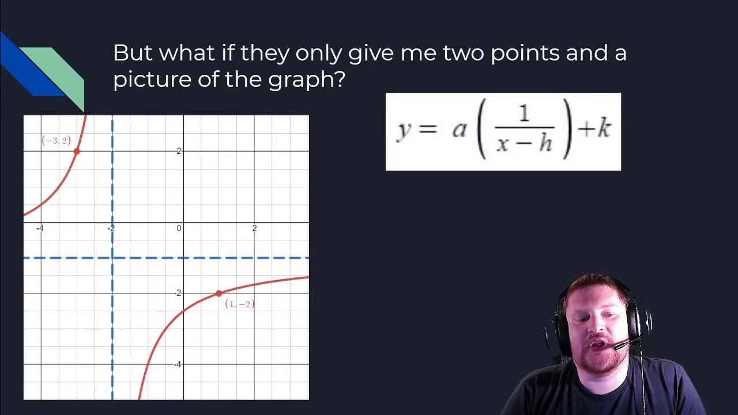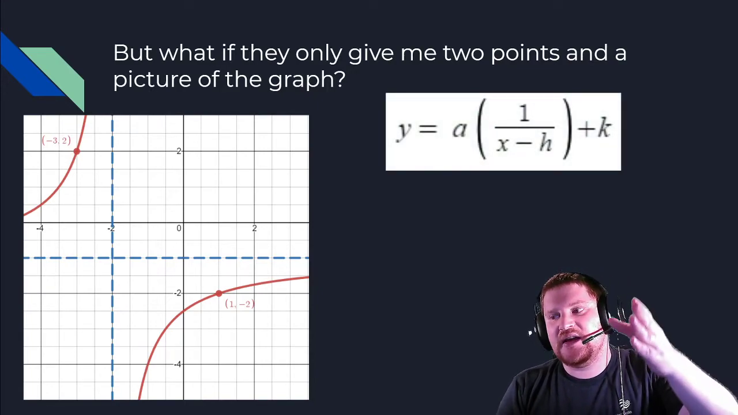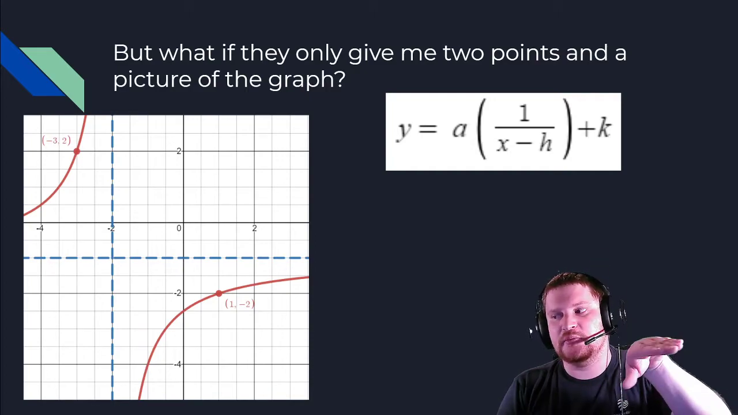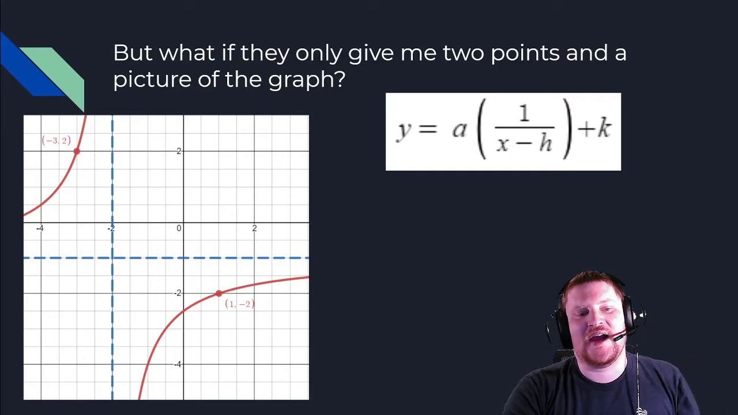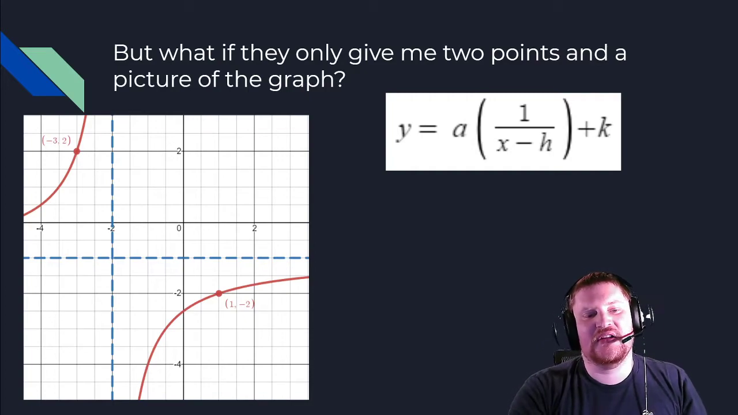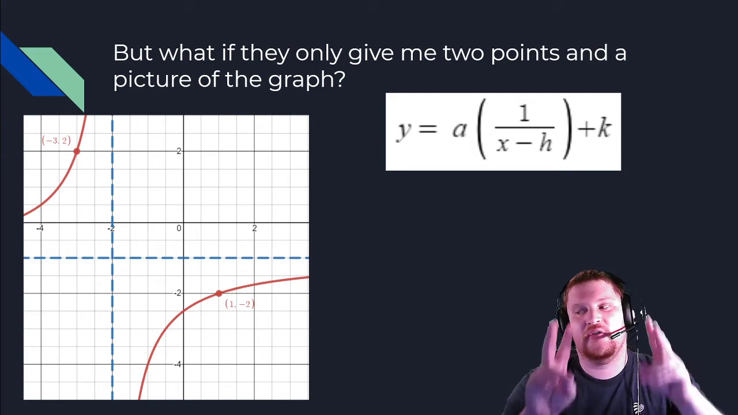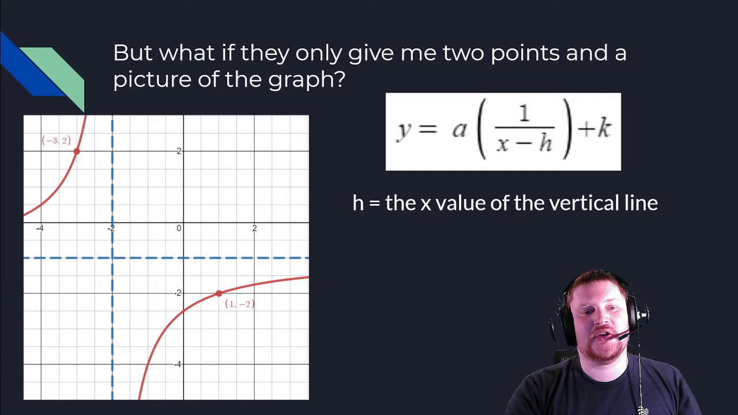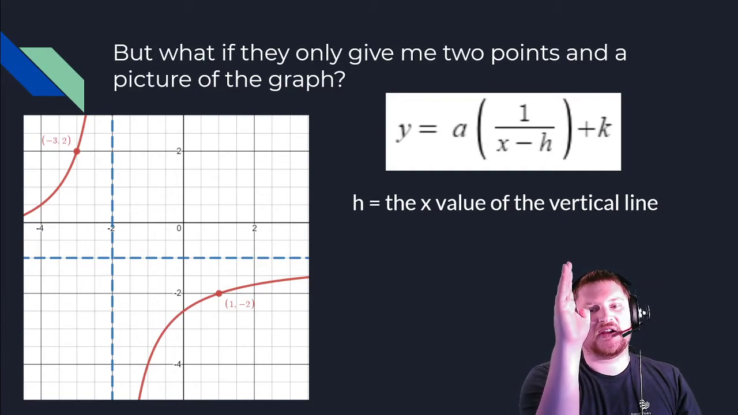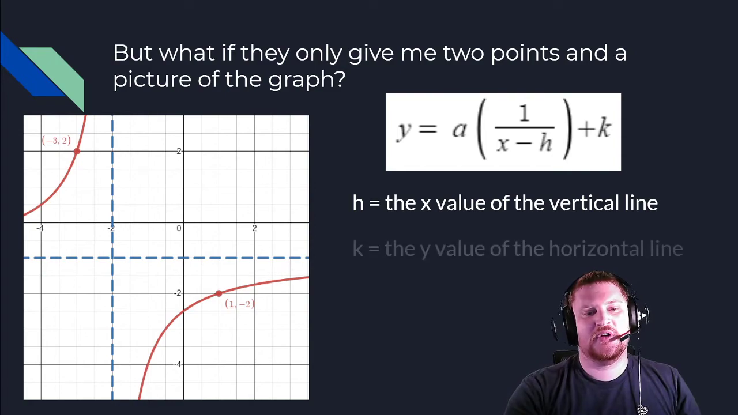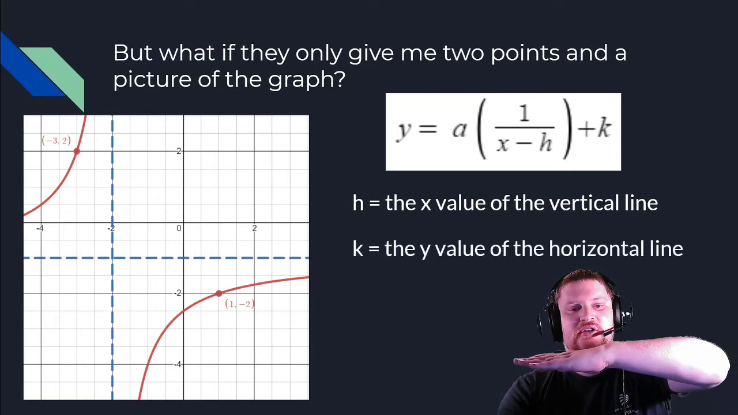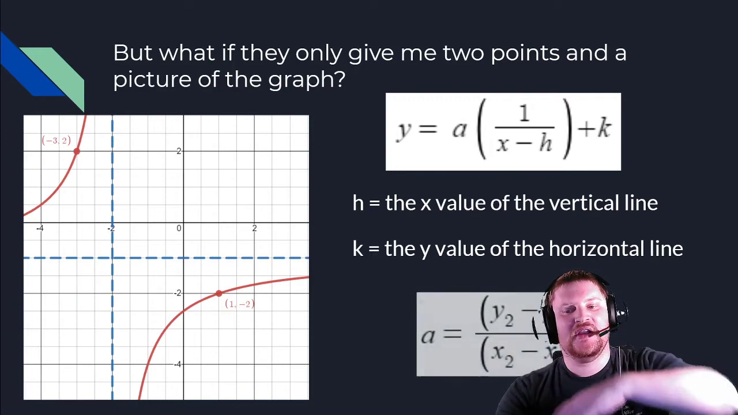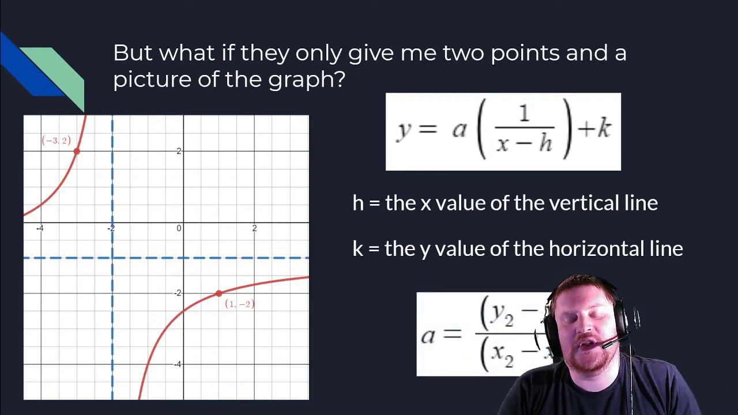Once again, here's our formula. Notice that in blue we have our asymptotes written. The asymptotes intersect. That intersection point is actually the x and y value of our vertex, our h comma k. So h is the x value of the vertical line, so we notice that that crosses at negative 2. k is the y value of the horizontal line. Looks like that one's at negative 1. And a uses this formula.